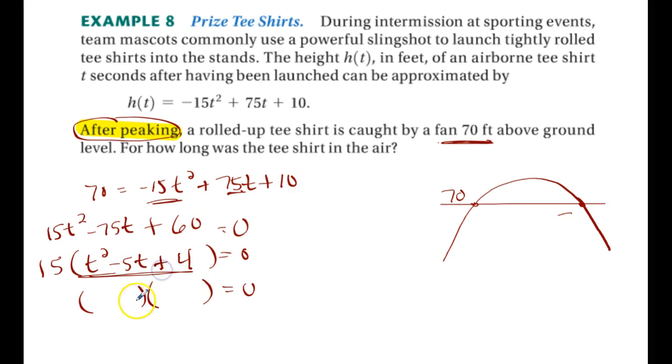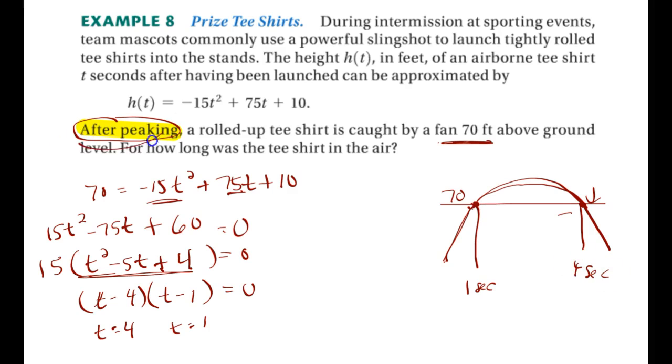Factors of 4 that add up to 5 are 4 and 1. Signs are alike. They're both negative. So t minus, t minus. So there's my 2 points. After 4 seconds, I'm here at this point. And after 1 second, I'm also at a height of 70 because it's going up, hits 70, goes over, and then, so here's 1 second, and here is 4 seconds. But it says after peaking, so I think the answer would be 4 seconds.